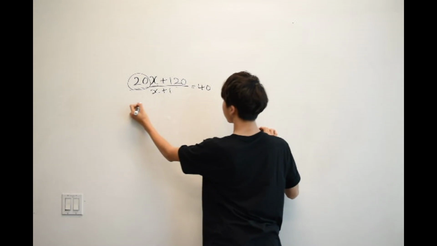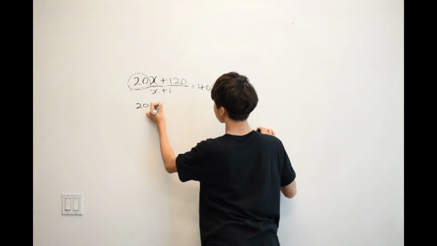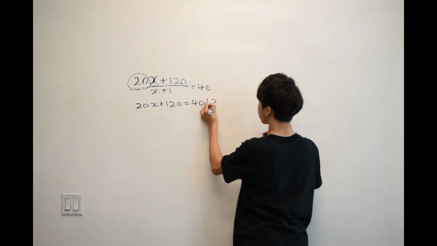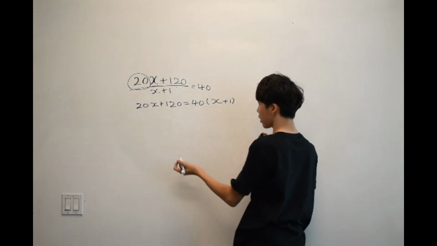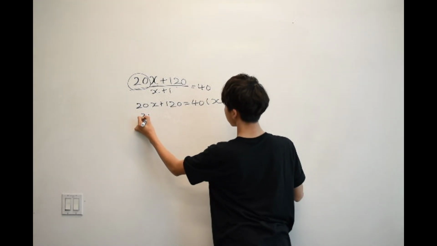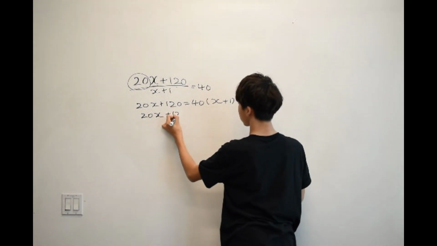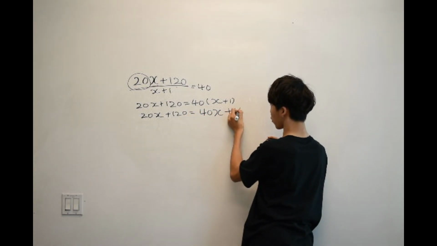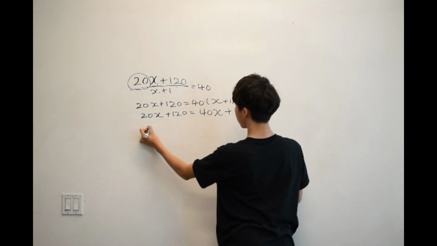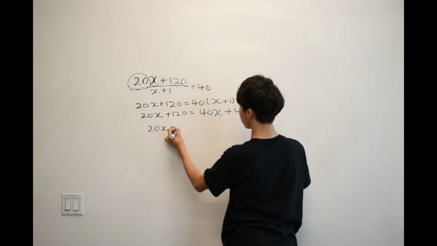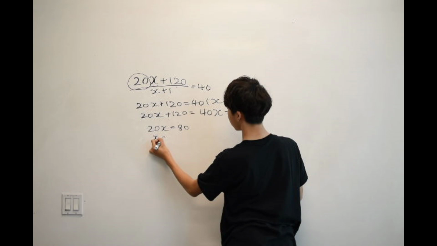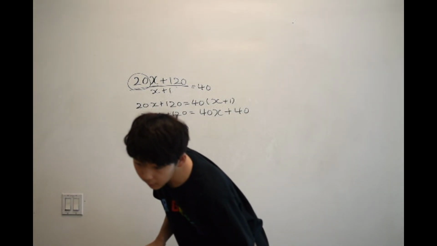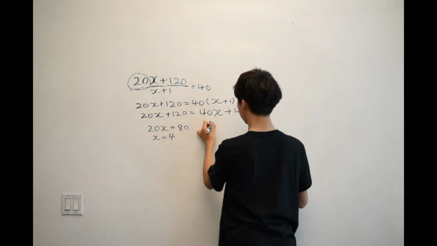Now you can just solve this equation. 20x plus 120 equals 40 times (x plus 1), by multiplying x plus 1 on both sides. So it's 20x plus 120 equals 40x plus 40. Now you can solve the equation and you get x equals 4. So the answer should be B.